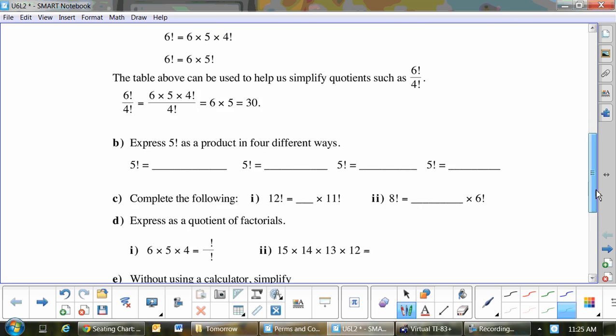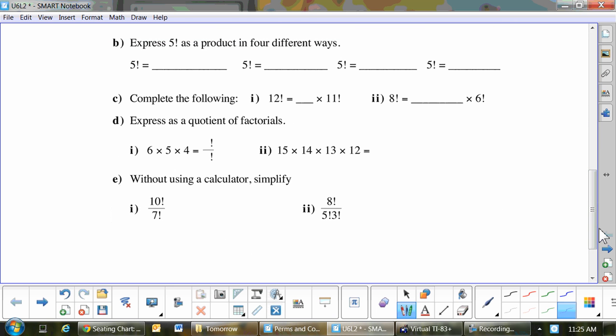So if we look at B here, what's another way to write 5 factorial? Well, that's the same thing as 5 times 4 factorial, or 5 times 4 times 3 factorial. Obviously, 5 times 4 times 3 times 2 times 1 is one of the options.